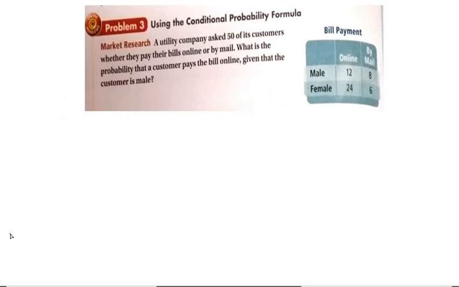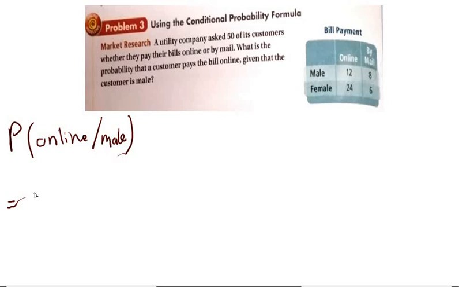Problem 3. Using the conditional probability formula. A utility company asked 50 of its customers whether they pay their bills online or by mail. What is the probability that a customer pays the bill online given that the customer is mailed? So, we need to find the probability of the ones who pay it online given that they are mails.